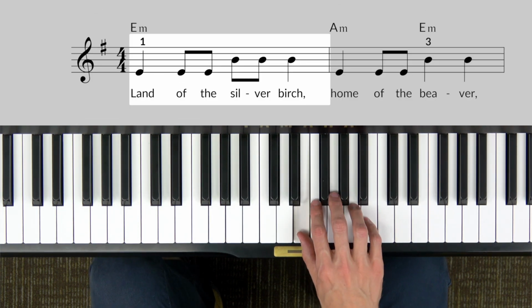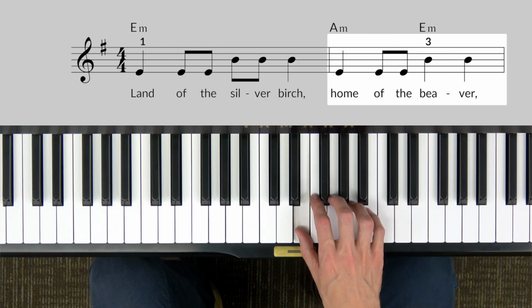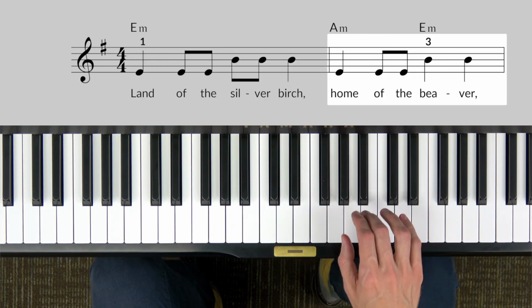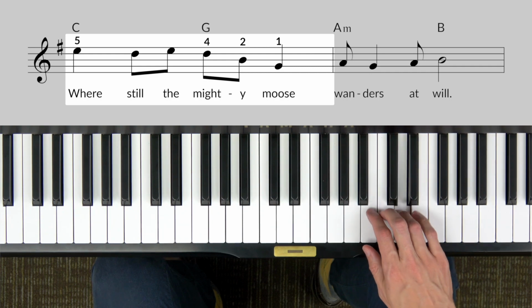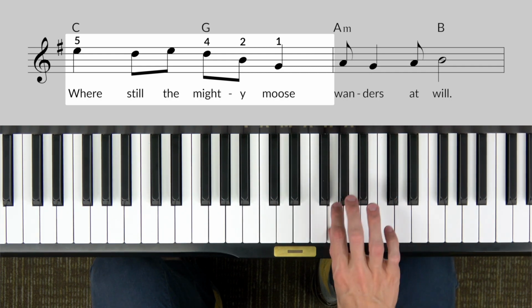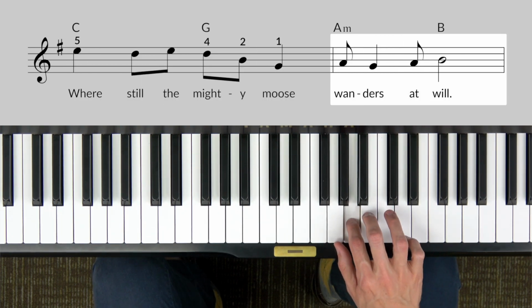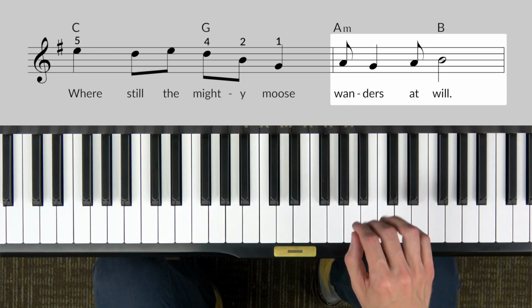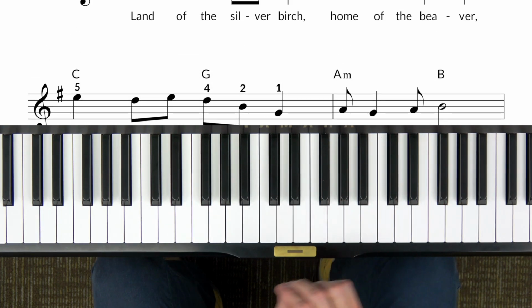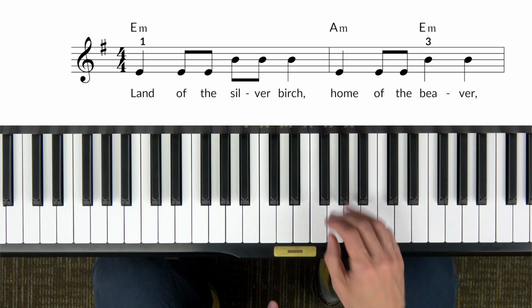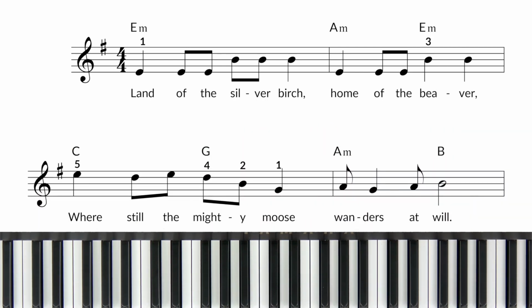Ta, ti, ti, ti, ti, ta. Ta, ti, ti, ta, ta. Ta, ti, ti, ti, ti, ta. Ti, ta, ti, tu. Now press pause and work on the first 4 measures on your own. Try it a few times until you're really confident, and then press play to go on.